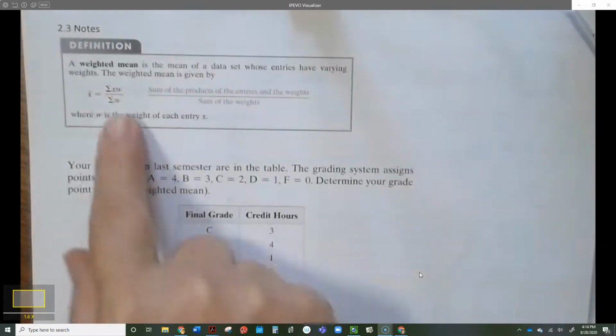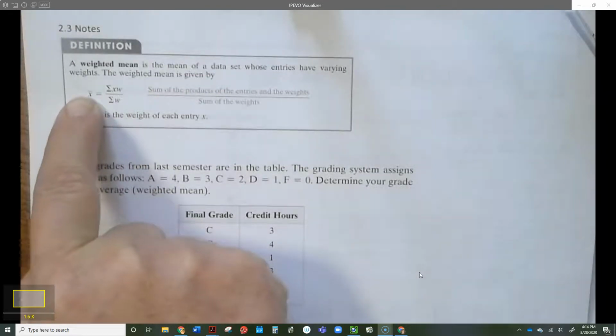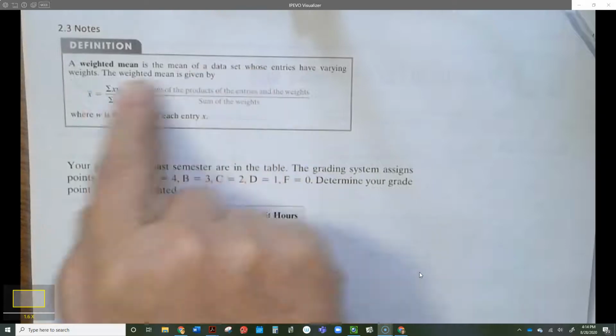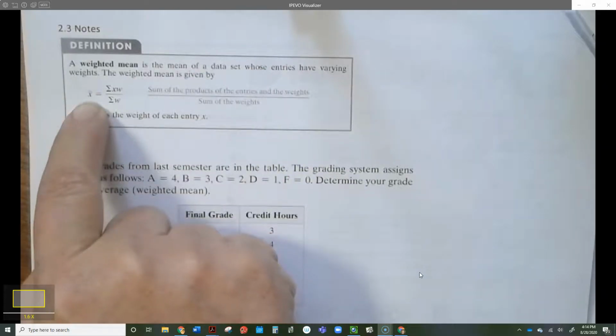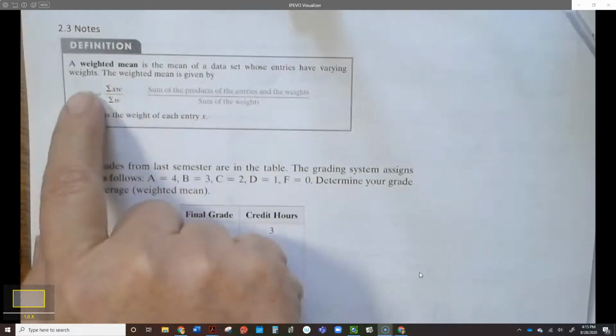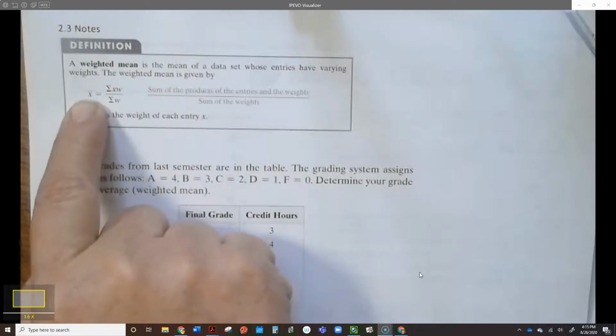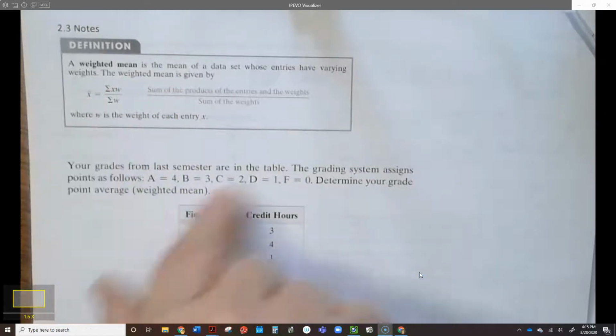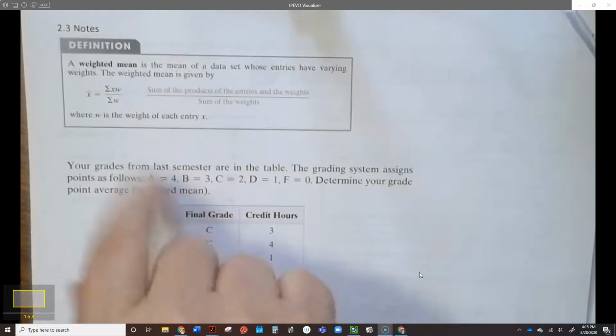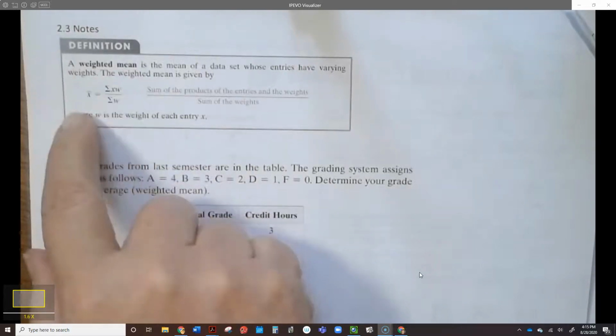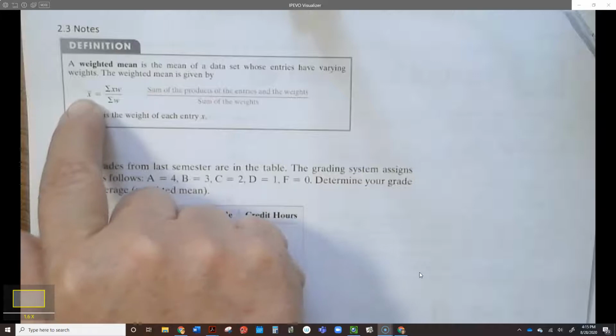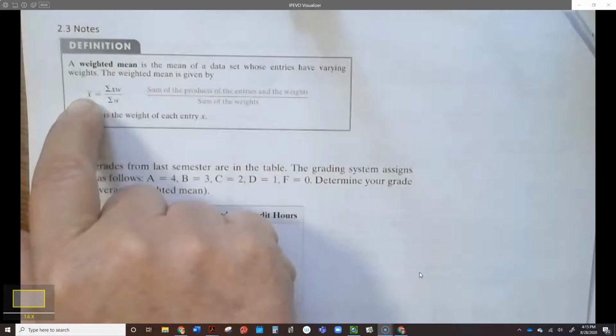So here is the formula. This says X bar. It's a weighted mean. I'm assuming that they use X bar because we're usually going to be dealing with a sample, not a population. It's just the norm for doing a weighted mean. So a weighted mean is always an X bar.